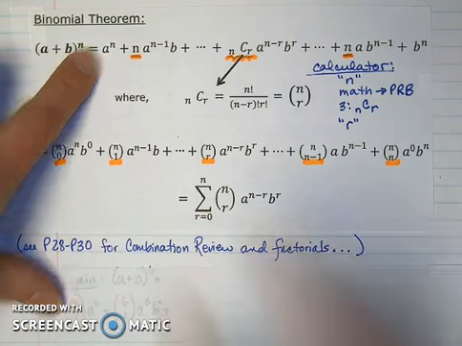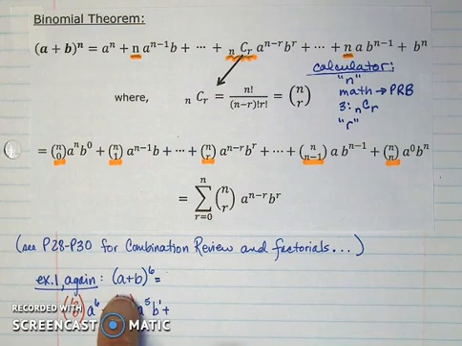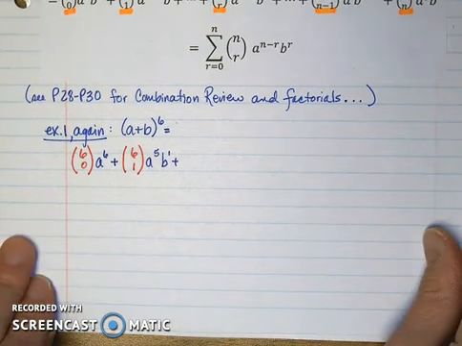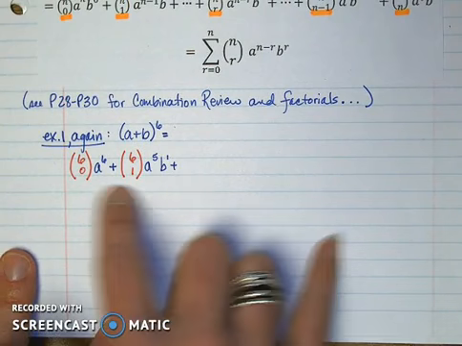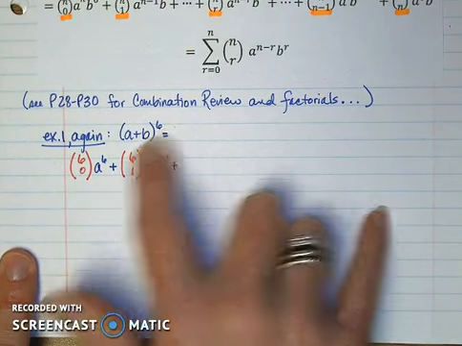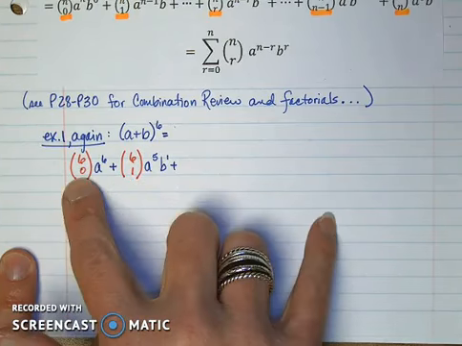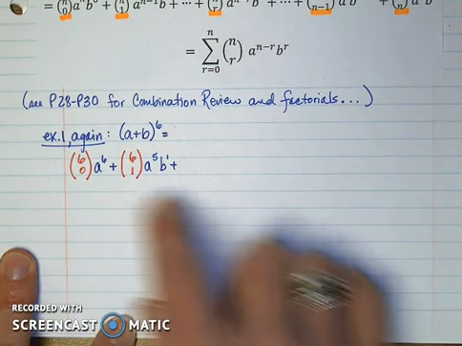Let's try one. I think you'll see when we do this expansion how easy this is. I started one here. I'm going to go back and do example 1 again so you can see how this works. So we are going to do (a + b) to the 6th again. The coefficients: the 6 is the n, and then the coefficient will change. This is 6, 0 the first time, that's 1.